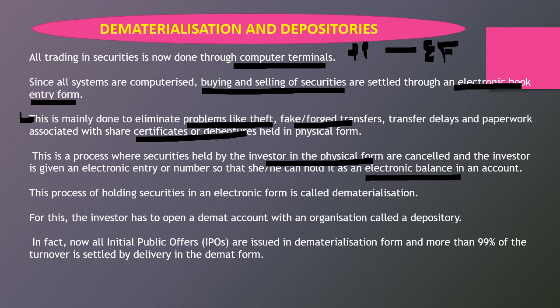If they lose the paper, it cannot be forged again. It's going to be very difficult. Okay, then what is happening? The process of dematerialization is nothing but the paper document is converted into electronic form.